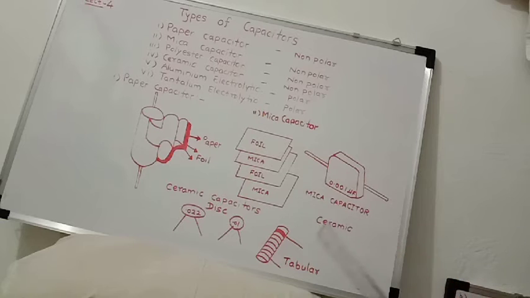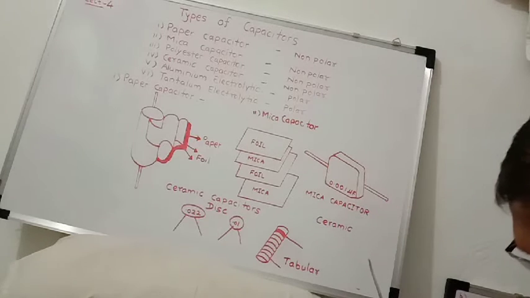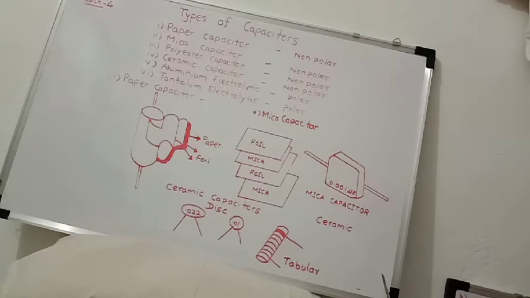These mica capacitors are in square or rectangular shape, with two tin wire leads connected from both sides, and the entire structure is molded in a bakelite sheet.